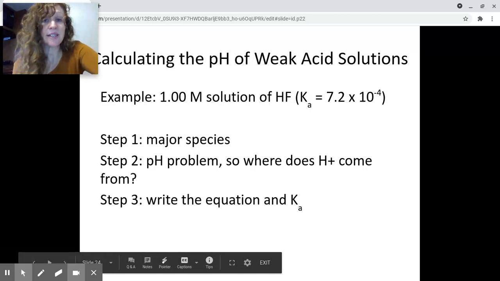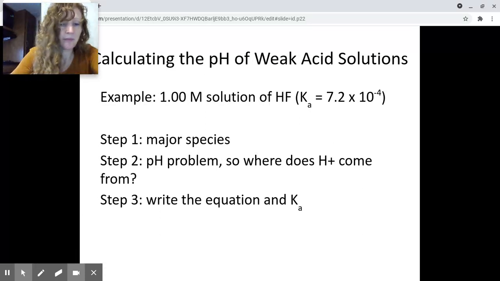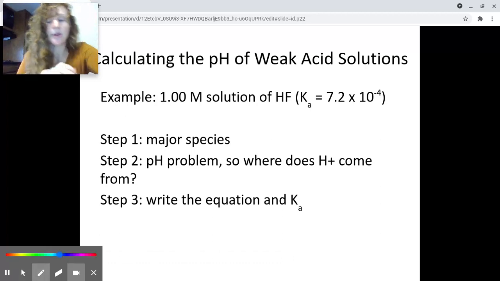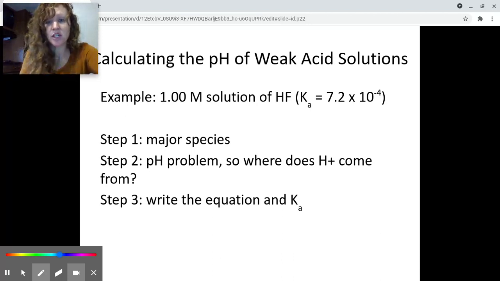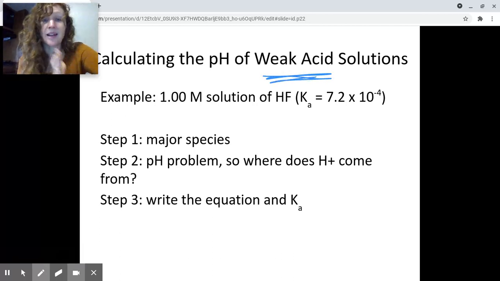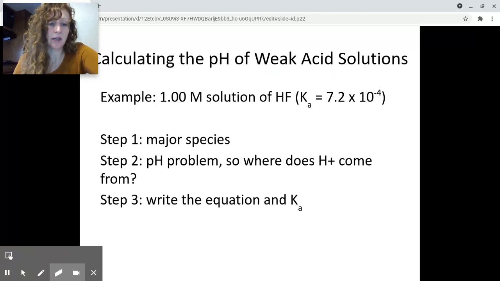Okay, so let's do the same thing for a weak acid solution. We're going to set it up the same way. We're going to make the same considerations, but our problem is going to go a slightly different direction because we have a slightly different context, right? Okay, so let's take a look at what this looks like.